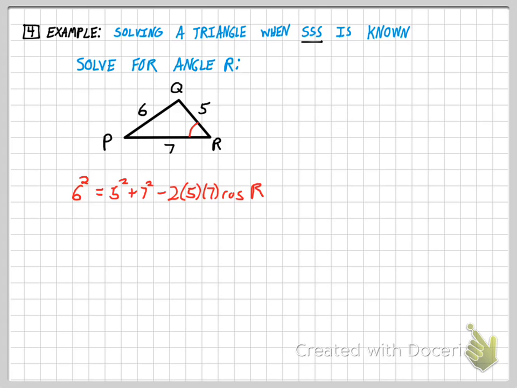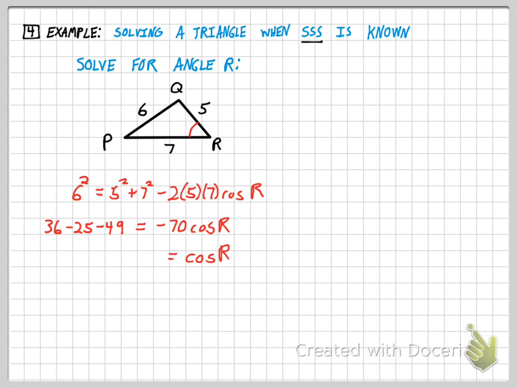Alright, this one's a little harder because I have some solving to do. Just like I suggested with the law of sines, the easiest thing is to kind of come up with one big thing that you have to solve, and then pull out your calculator. So 6 squared is 36. I'm going to subtract 5 squared, which is 25, and 7 squared, which is 49. And that's going to be equal to negative 2. Let's actually work that out. 2 times 5 is 10, times 7 is 70, right? 70 cosine R.